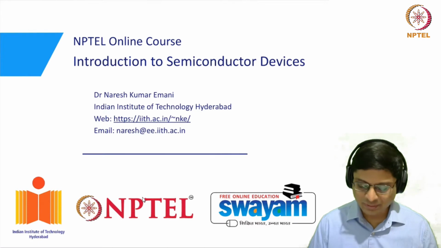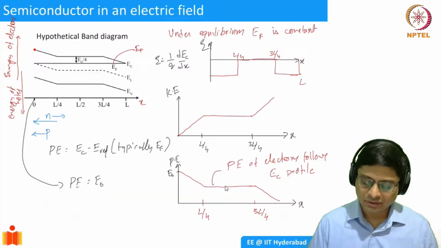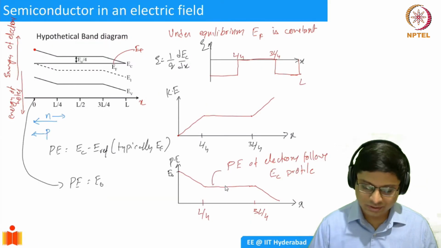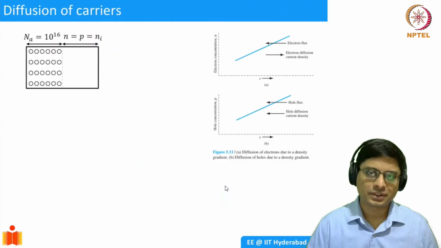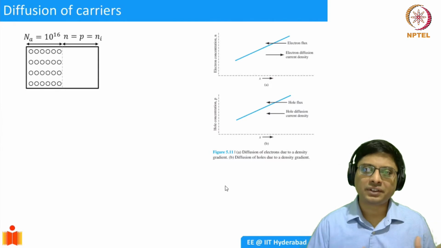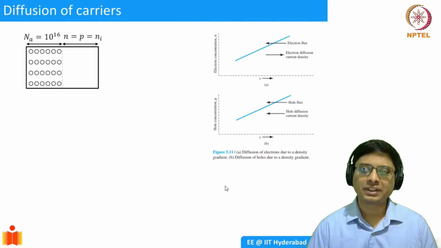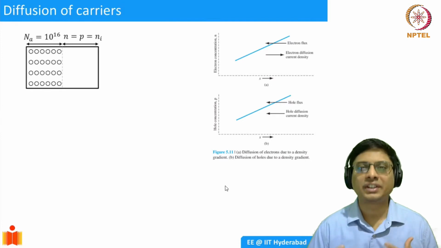So this is about how semiconductors behave in an electric field. Now I would like to introduce another type of carrier conduction, which we call diffusion. We have seen drift, which is essentially a result of electric fields applied to the semiconductor, and diffusion is basically a result of concentration gradients.